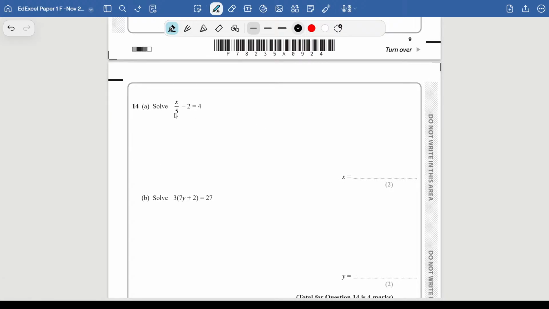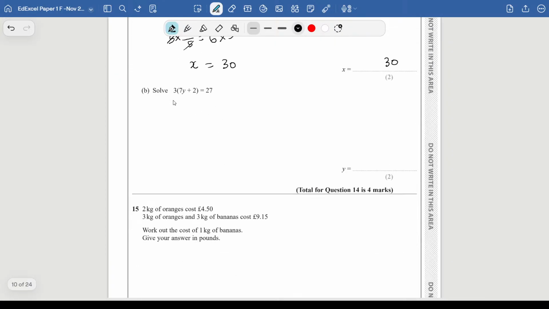Solve the equation x over 5 take away 2 is 4. What is the value of x? So here we need to make x the subject of the equation. To do that, I need to get rid of the 2 here, so I add 2 on both sides. I have x over 5 equals 4 added to 2 to get 6. And then I can multiply by 5 on both sides to get rid of the 5 here. So we have x equals 30. The answer is 30.